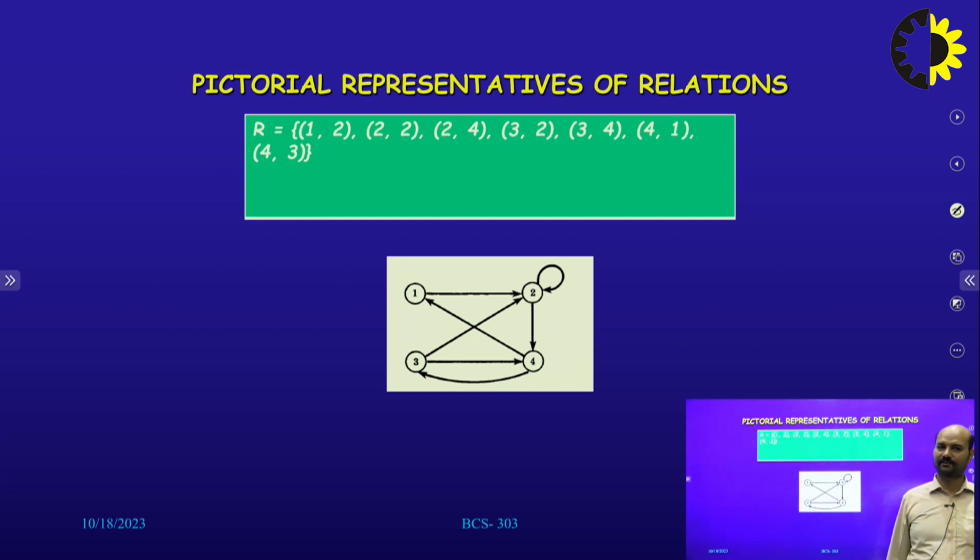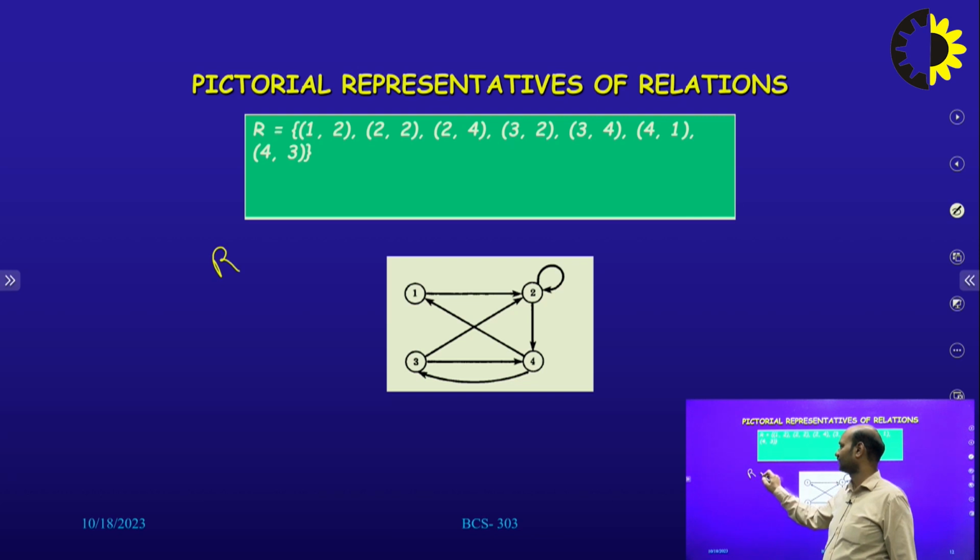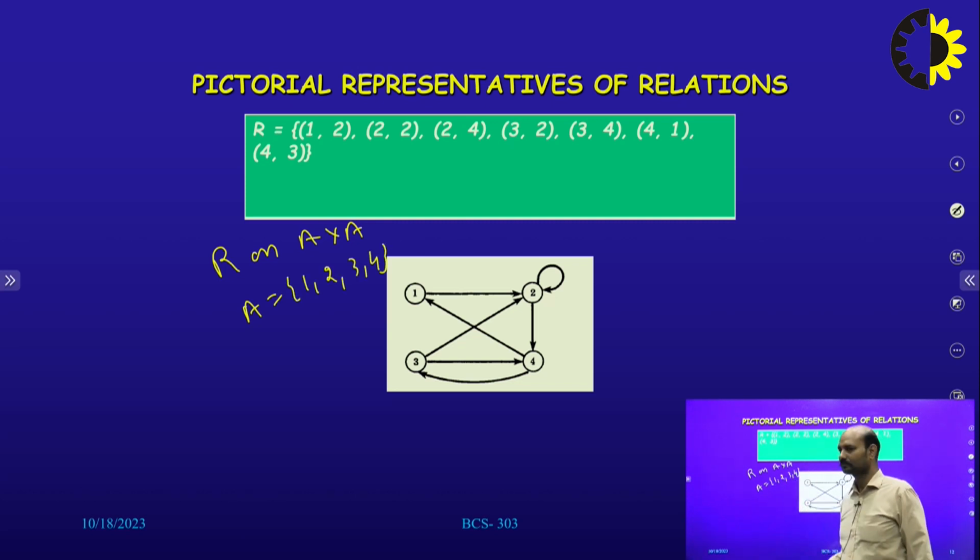Pictorial representation of a relation. If we have 4 elements in a particular relation, this relation is captured on a set A, that is R on set A cross A, with A having elements 1, 2, 3 and 4. So we first construct the nodes 1, 2, 3 and 4. The first ordered pair is (1, 2), so we draw a directed edge between 1 and 2.